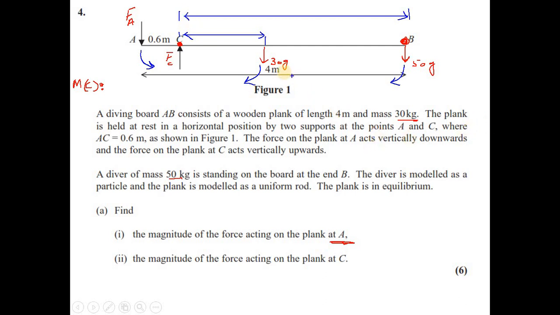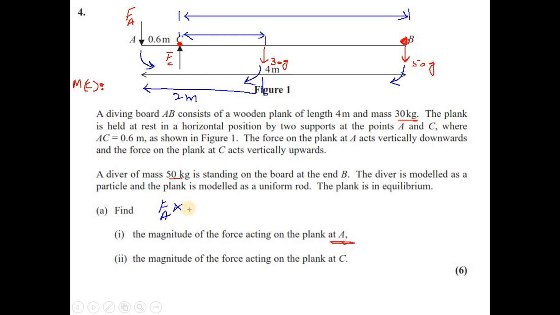You have a 4 meter length and you have a 0.6. Easily you know that this is uniform, so you can say that this distance would be equal to 2 meter. You can use this information and say that about C you have only one anti-clockwise moment due to FA.